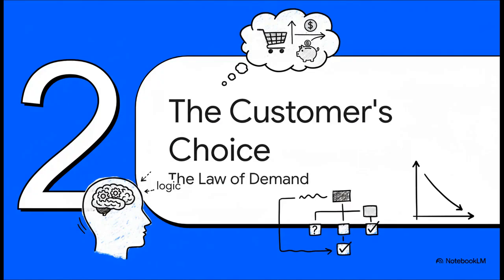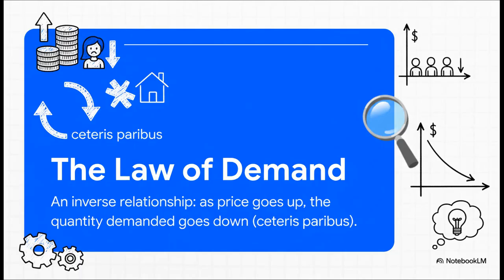All right, let's zoom in on one side of that equation first, the customer. I mean, if you want to set a price that actually works, you have to get inside their head. You have to understand the logic that they go through when they decide to either click book now or close the tab. The first rule, the golden rule really, is the law of demand.